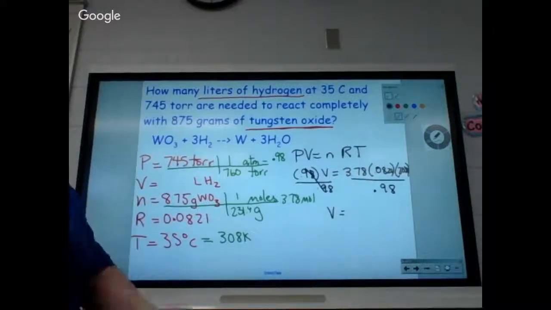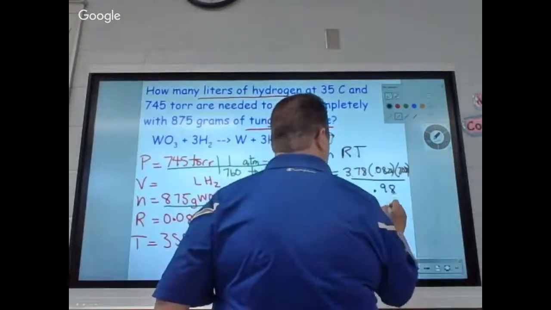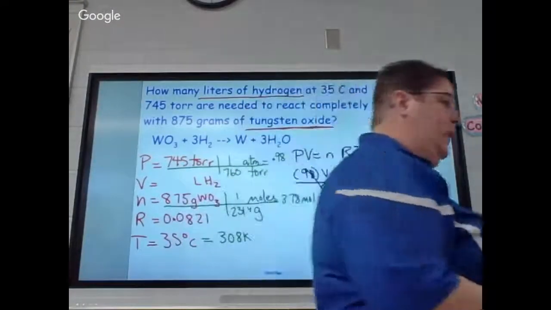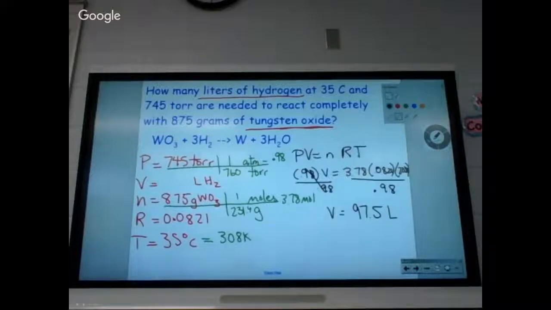97.5? Okay, I got the same thing. All right. Now, this is what people typically do on the test. What have I not used at all? The mole ratio, the volume ratio. I haven't used that balanced equation for anything. We need to.